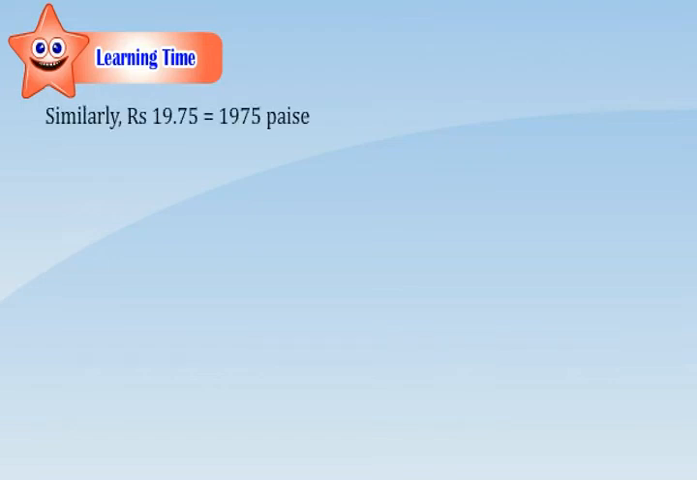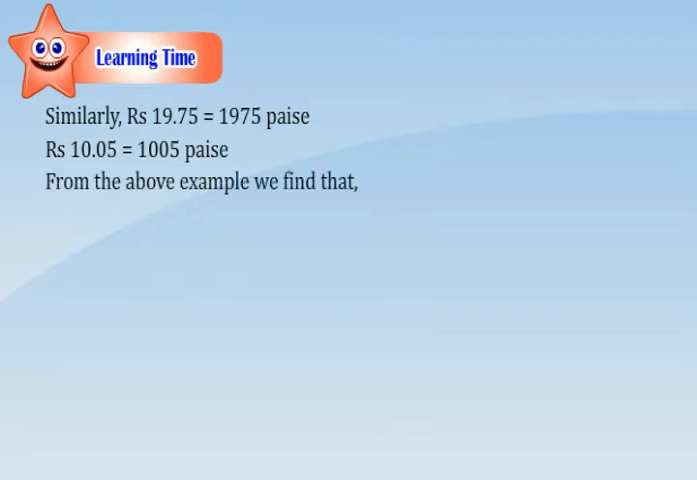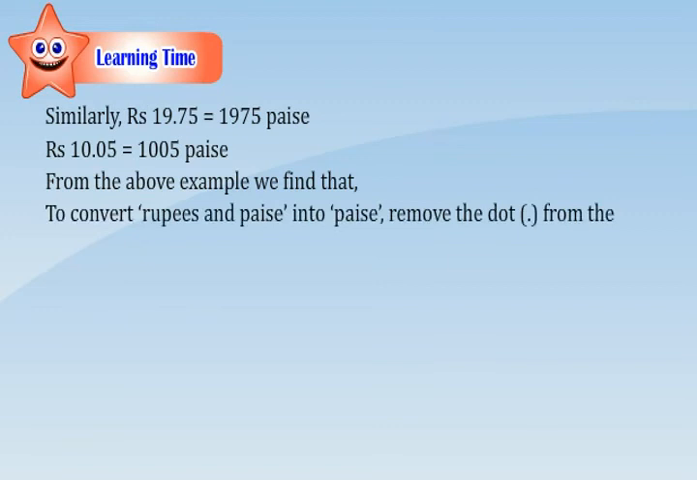Similarly, ₹19.75 is equal to 1975 paise. ₹10.05 is equal to 1005 paise. From the above examples, we find that to convert rupees and paise into paise, remove the dot from the amount.